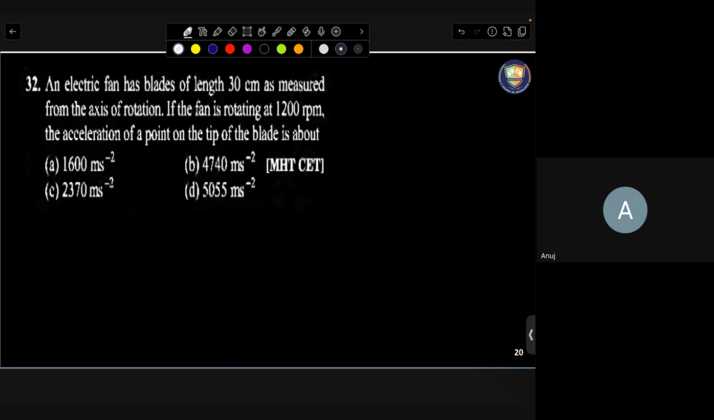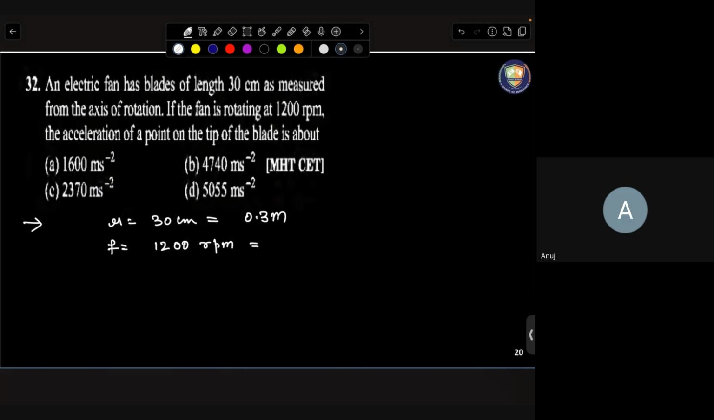This is a bit easy question. You just need to find the frequency, then find omega. Then we know acceleration is omega square r. R is given as 30 centimeter, which is 0.3 meter. Frequency, that is frequency of revolution, is 1200 RPM, rotations per minute. So someone is saying B. Yeah, B is the correct one. Let's see the solution part.